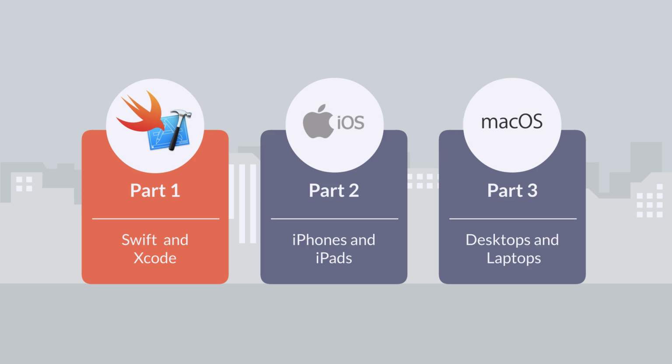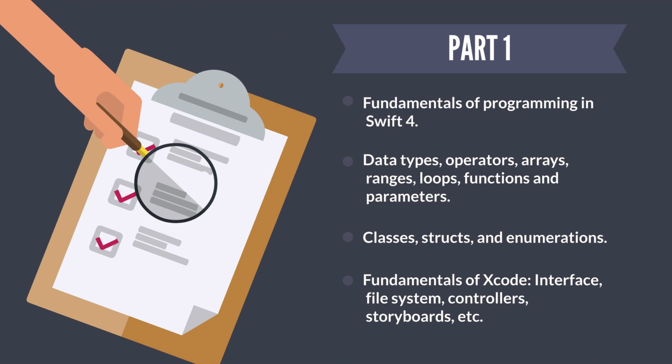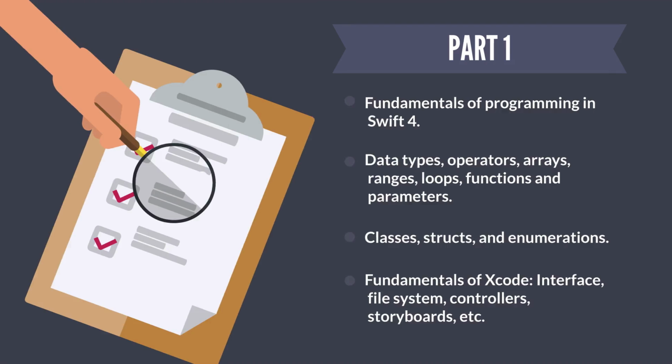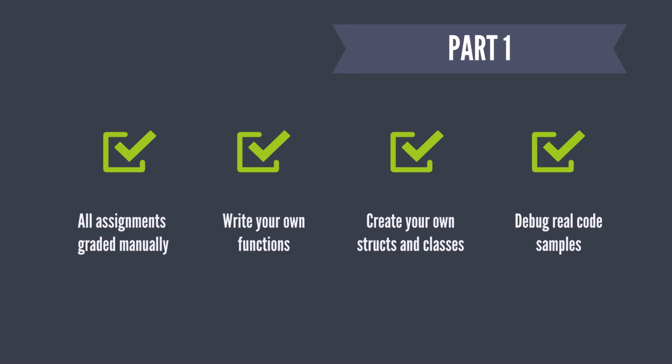If you don't know Swift, or you only know an earlier version of Swift, then start at part one of this course. In part one, we teach you all about data types, operators, arrays, ranges, loops, functions, and parameters. And then more complex ideas like classes, structs, and enumerations. And then finally, we dive into Xcode and show you the basics of the interface, file system, controllers, storyboards, and more. For your homework assignments in part one, you'll be challenged to write your own functions and classes in Swift, solve realistic problems, and spot errors in debugging scenarios.